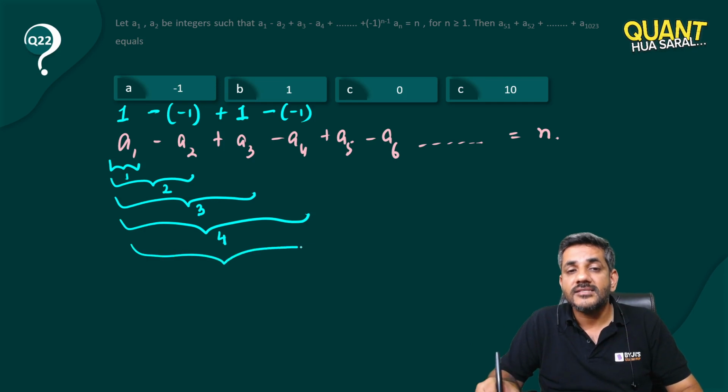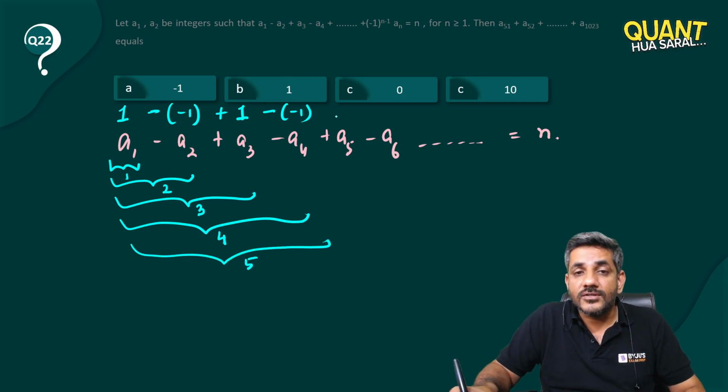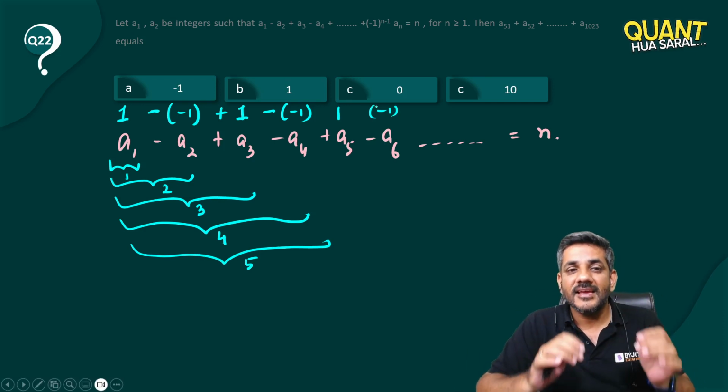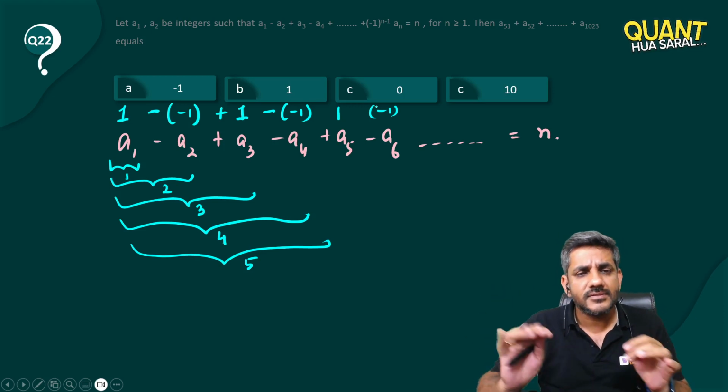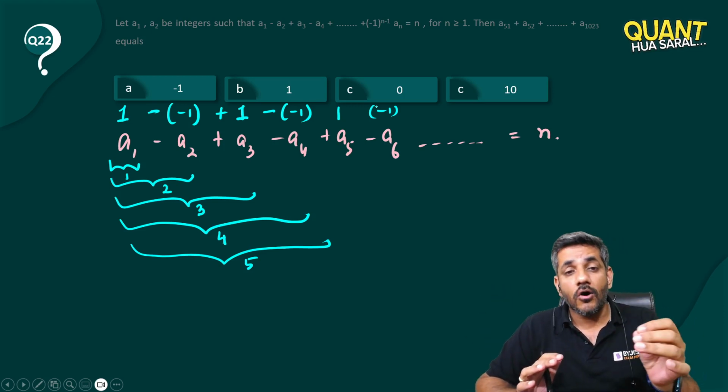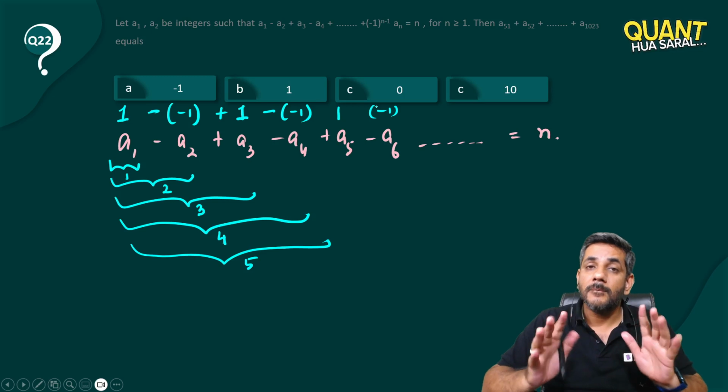And exactly in a similar way, the next term is going to be 1. The next is going to be minus 1. So ultimately we can say a1, a3, a5, a7, all odd coefficient terms, they all are plus 1. And all even coefficient terms, they all are minus 1.